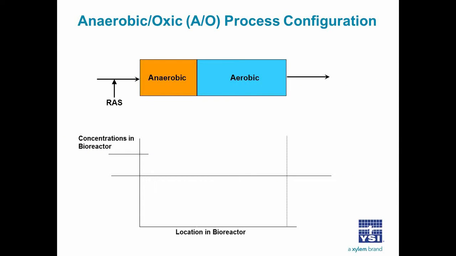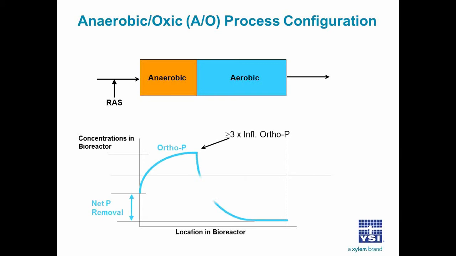Let's take a look at a typical anaerobic oxic process configuration. The chart on the top shows a bioreactor with the anaerobic zone on the left and the aerobic zone on the right. The chart on the bottom shows concentrations in the bioreactor on the vertical axis and location corresponding to the picture above on the horizontal axis. So in the anaerobic zone, ortho-P is released, and it is probably 3 times or more the influent ortho-P concentration. Subsequently, in the aerobic zone, that ortho-P is taken up.